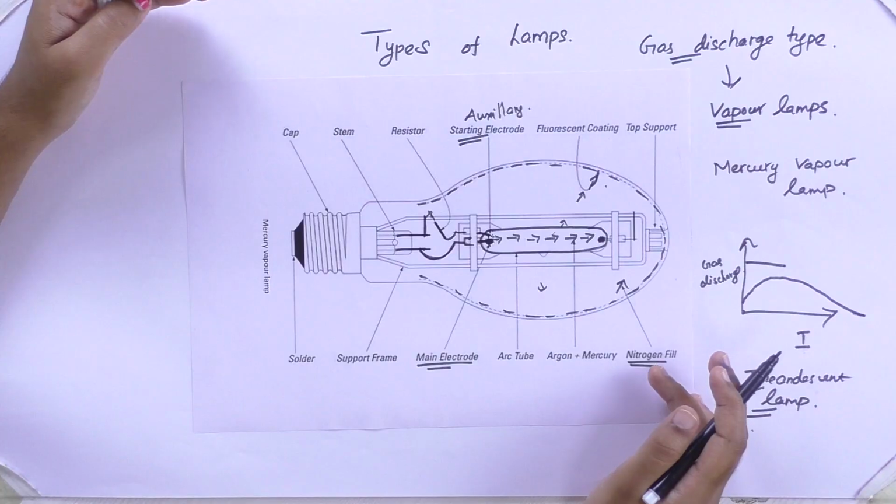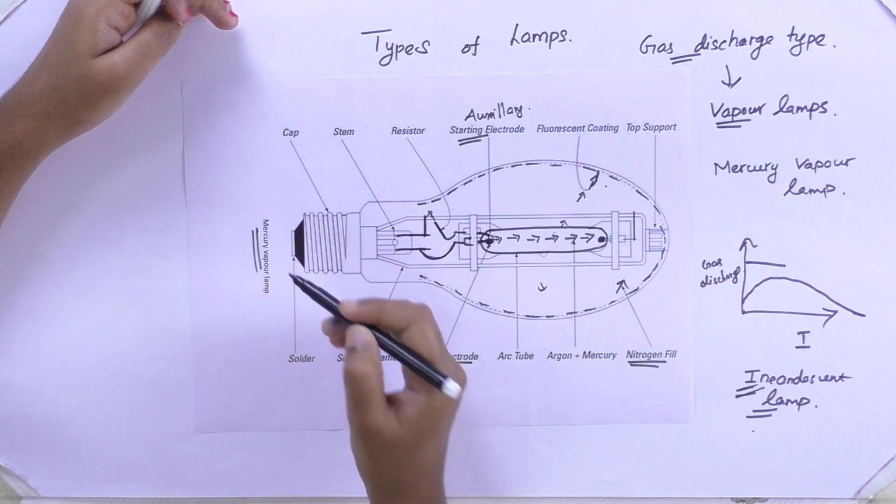The mercury vapor lamp is of low cost. It doesn't need frequent replacement; it will not burn out so easily. So we are preferring the mercury vapor lamp. Where will we see mercury vapor lamps? For a high amount of lighting, in street lights. Mainly in street lights we will be seeing mercury vapor lamps.